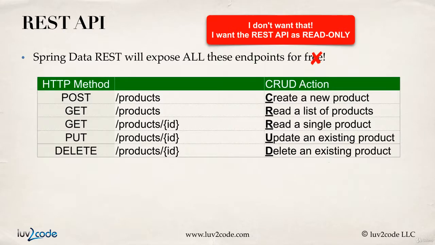I want the REST API to be read-only, especially with release 1.0 of our application. In release 1.0, we're simply listing products. So in this case, we really want it to be read-only. And I don't want anyone on the outside to be able to add new products or delete products. I don't want that right now. So I'd like to disable the post method, allow the get methods, disable the put method, and also disable the delete method.